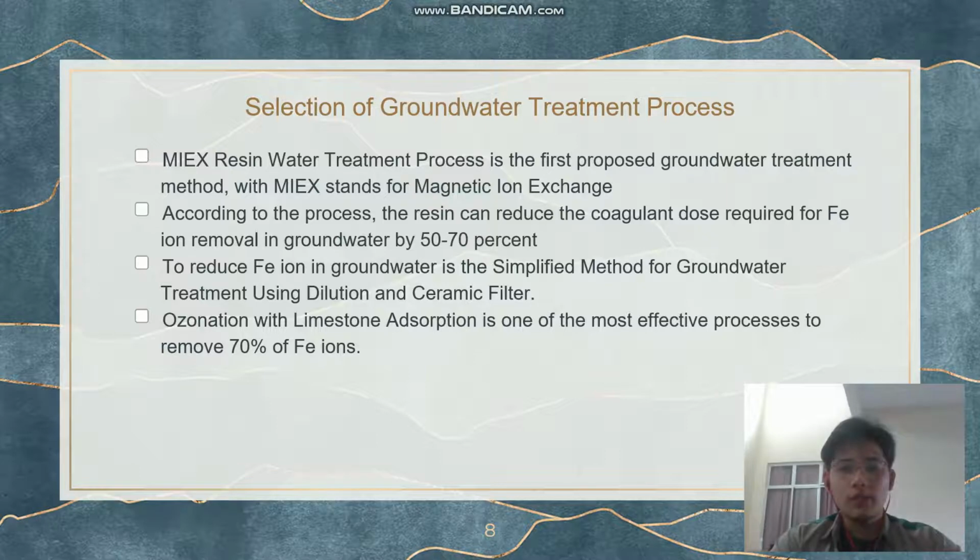Selection of groundwater treatment process. The MIEX resin water treatment process is the first proposed groundwater treatment method, with MIEX standing for magnetic ion exchange. According to the process, the resin can reduce the coagulant dose required for Fe ion removal in groundwater by 50 to 70%. To reduce Fe ion in groundwater, a simplified method is groundwater treatment using dilution and a ceramic filter. Ozonation with limestone absorption is one of the most effective processes to remove 70% of Fe ion.